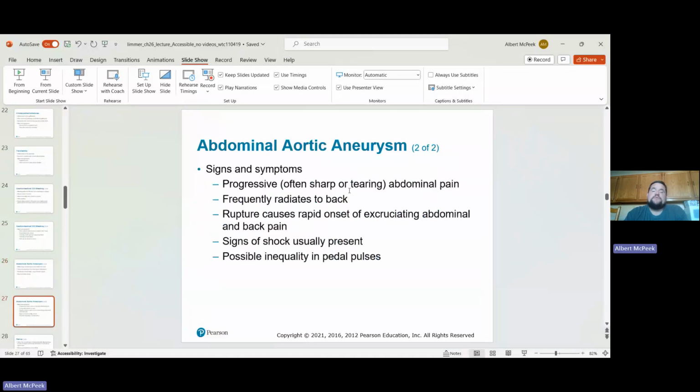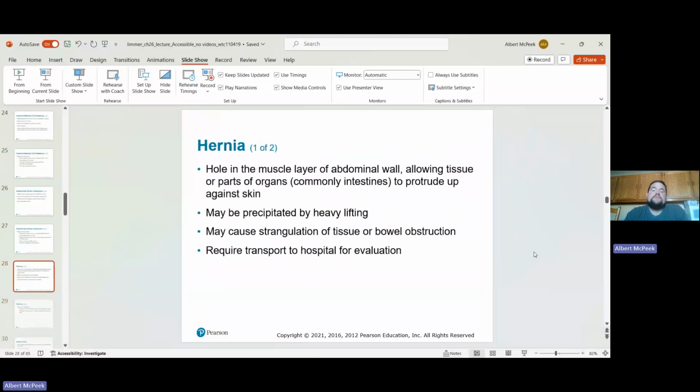So here are your signs and symptoms. Progressive, often sharper tearing abdominal pain. It frequently radiates to the back. Rupture causes rapid onset of excruciating abdominal and back pain. Signs of shock are usually present, and you do have possible inequality of your pedal pulses. So if you palpate the pulses of the feet, they're not going to be quite as strong. One may not be as strong as the other. Okay. When this rupture happens, guys, you're probably going to die. Your patient's probably going to die.